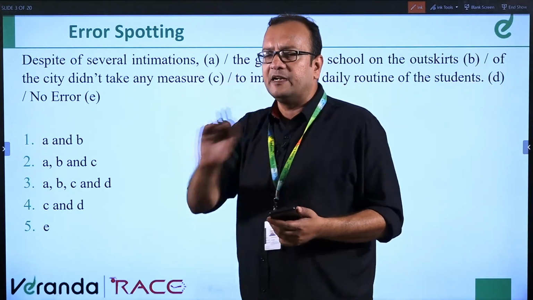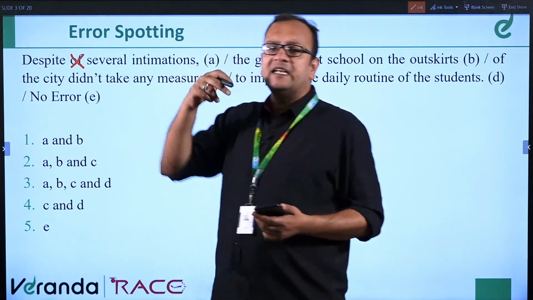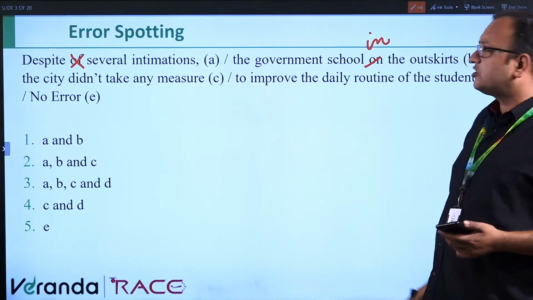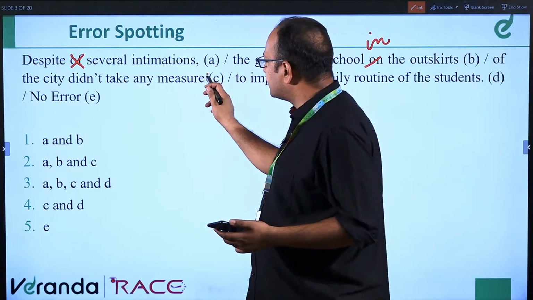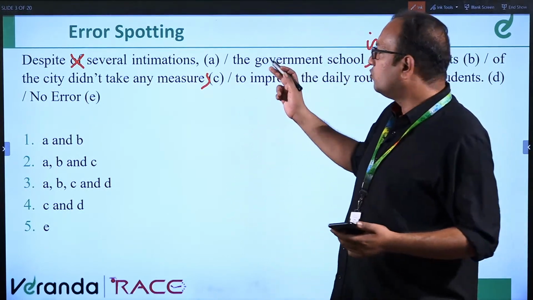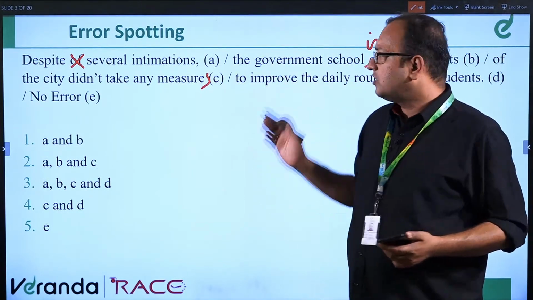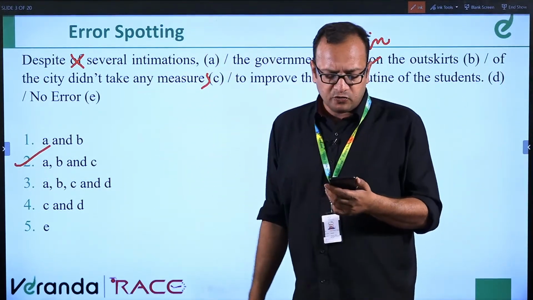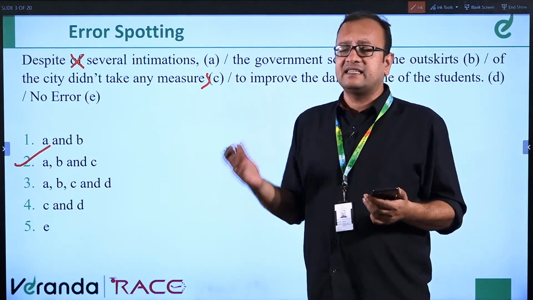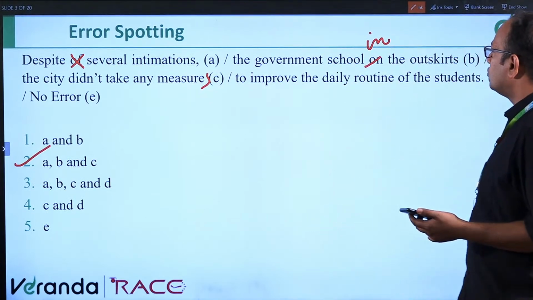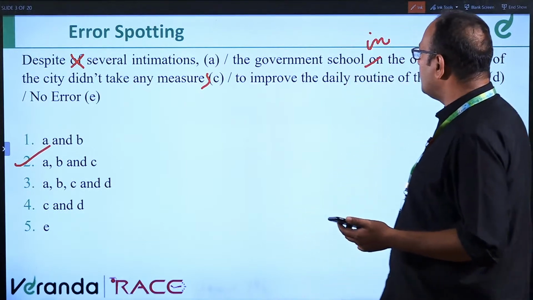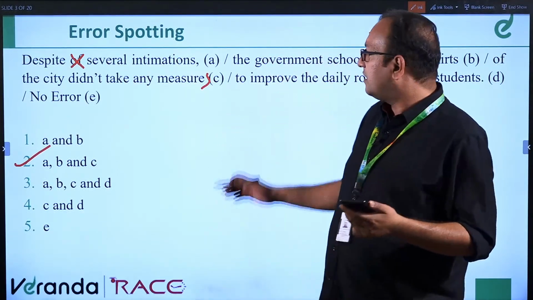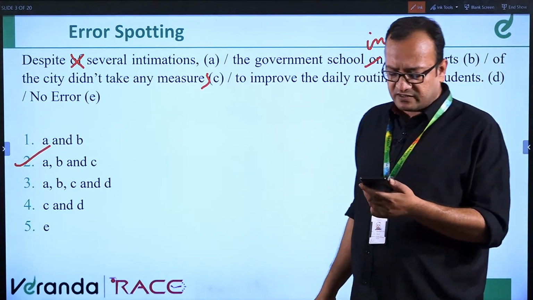Let us see, the first part has an error. Everybody knows that, right? Despite is not followed by of, in spite is followed by of. So: Despite several intimations, the government school in the outskirts of the city didn't take any measures, because not only one measure should be taken by the government schools, it should be any measures. So the error is in part A, B and C. Wonderful question. Yes, any measures, correct, Muthu. Remove of, correct. One more error was in the outskirts of the, not on the outskirts.